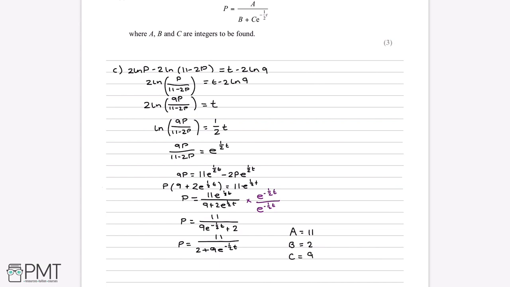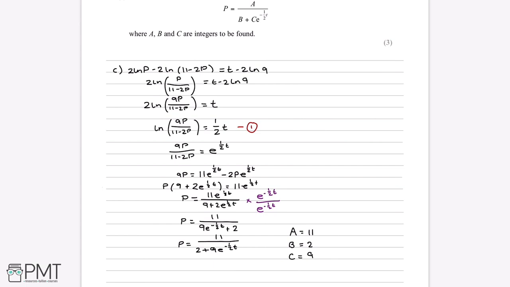Now, there are only 3 marks available for this question, and they come from, number 1, using the log laws right up at the top to eventually find this expression here. Log of 9p over 11 minus 2p is equal to a half t. That's our first method mark.